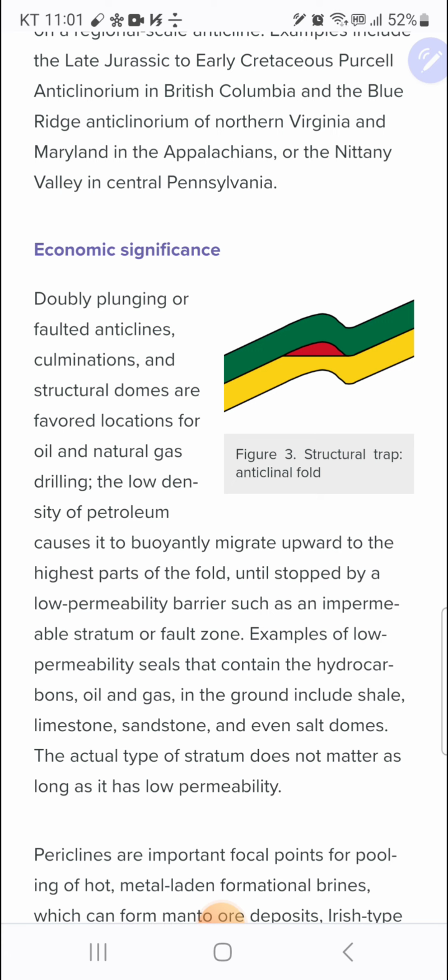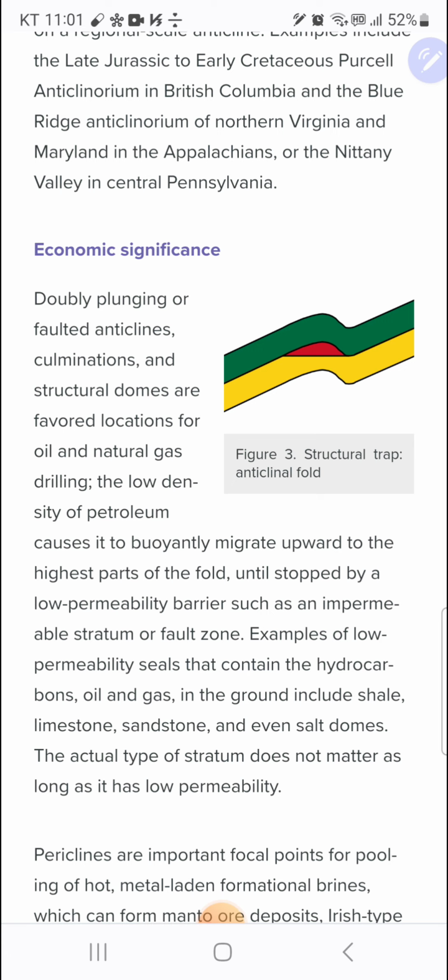Doubly plunging or faulted anticlines, culminations, and structural domes are favored locations for oil and natural gas drilling. The low density of petroleum causes it to buoyantly migrate upward to the highest parts of the fold until stopped by a low permeability barrier such as an impermeable stratum or fault zone.